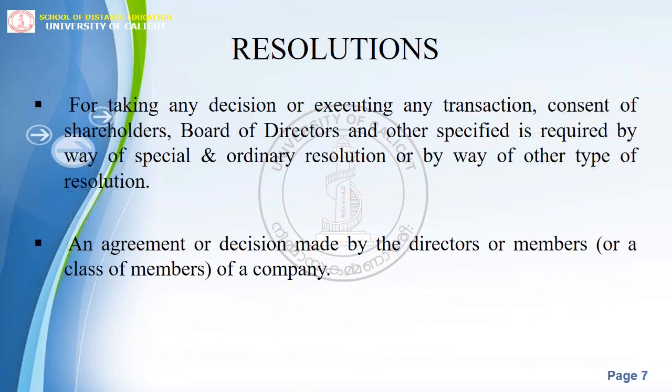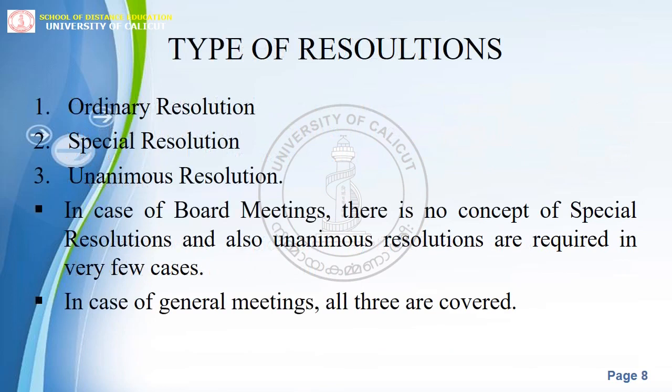Resolutions. They are agreements or decisions made by the directors or members of a company. There are 3 types of resolutions: ordinary resolution, special resolution, and unanimous resolution. In case of board meetings, there is no concept of special resolutions, and unanimous resolutions are required in very few cases.